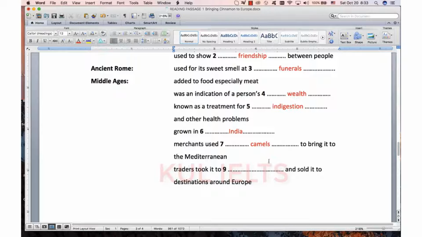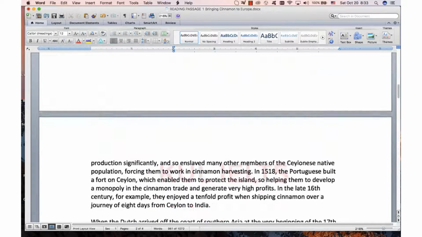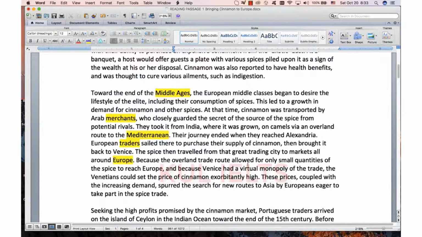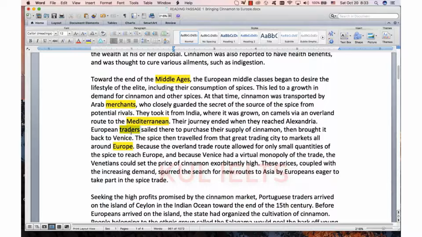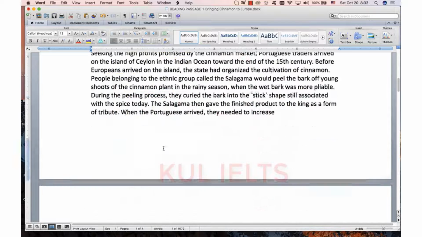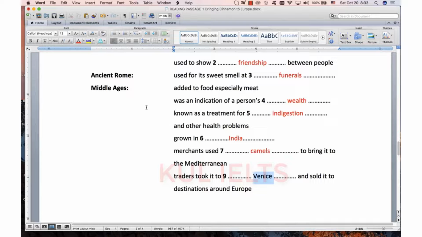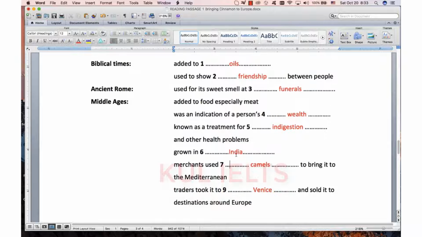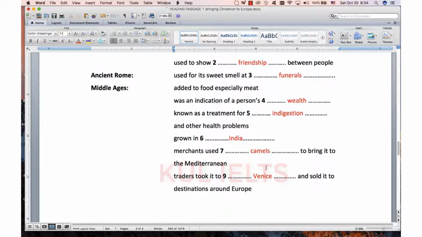Traders took it to, again, it's going to be some kind of a place. They took it somewhere. Where did they take it? This is a very easy test. They didn't even use synonyms. They just used the exact word. They sailed to Alexandria to purchase, then brought it back to Venice. It really can't be easier. They took it to Venice. So that's one of the easiest reading gap fills that I've ever seen.